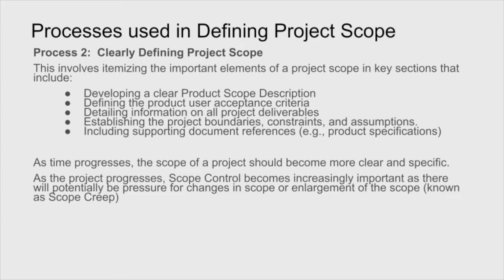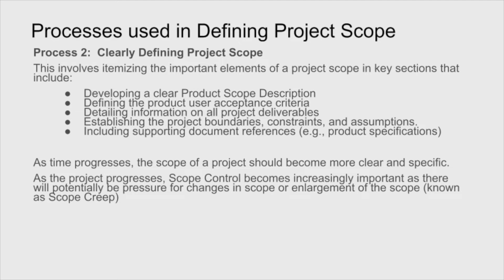We need to develop a clear project scope description. What is it we're doing? When are we going to have it done by? How much is it going to cost? What is the basic expectation here? We also got to clearly define the acceptance criteria. To what level does it need to be done? How much is the person looking for? What level of quality? What level of time? What level of color? These sorts of things. What is the acceptance criteria?